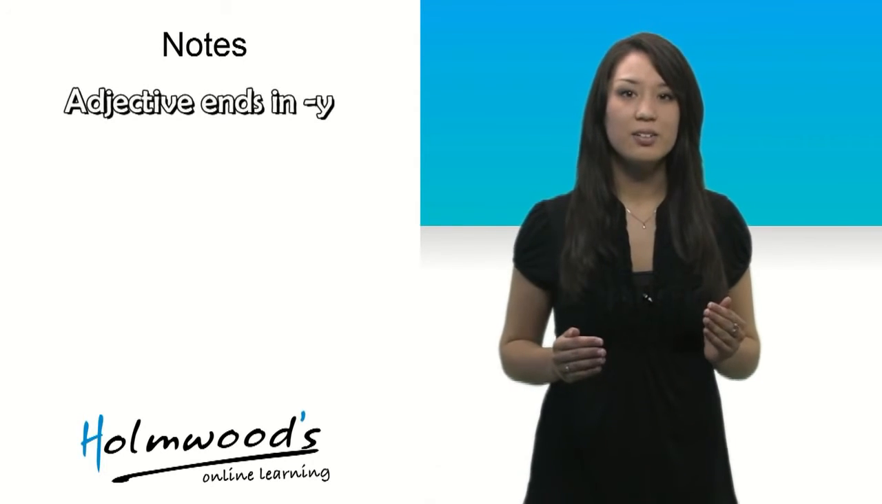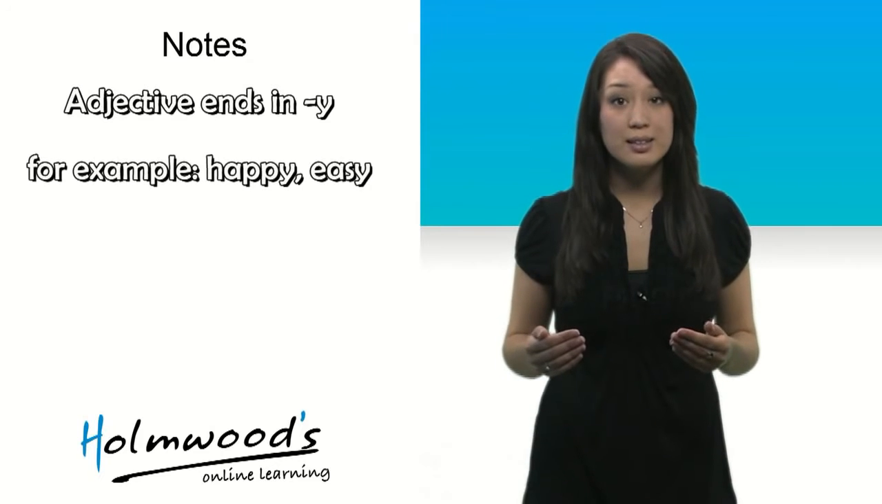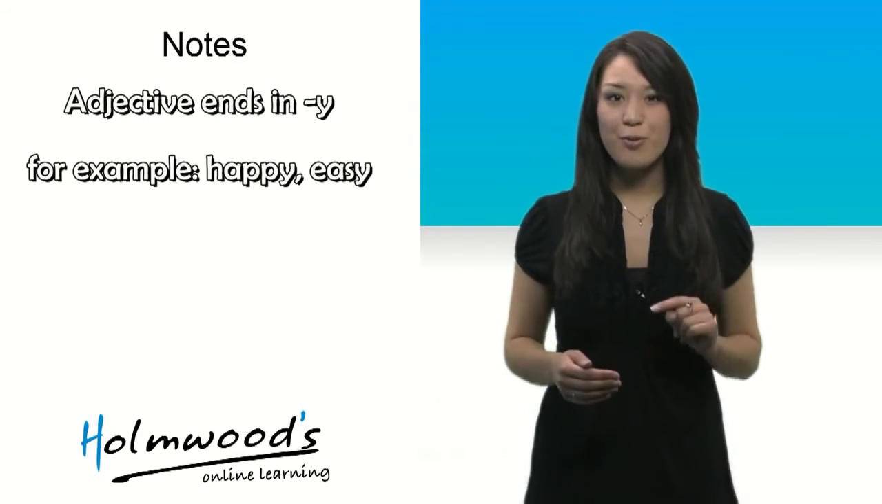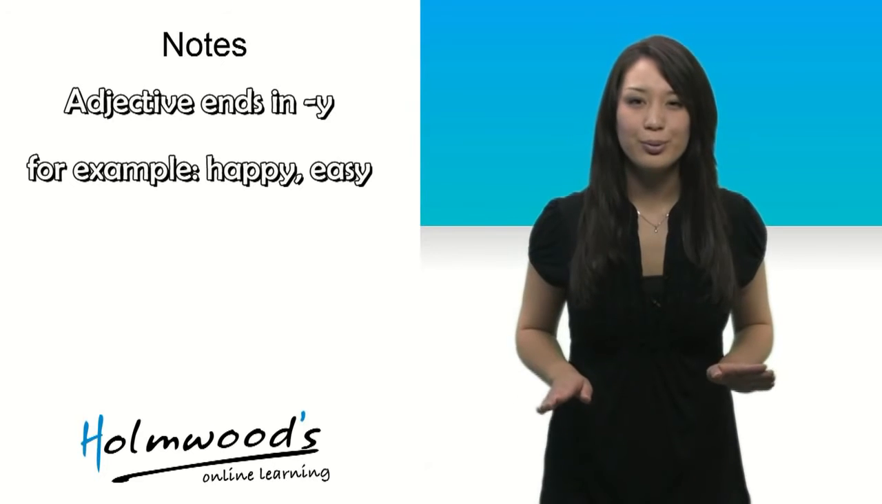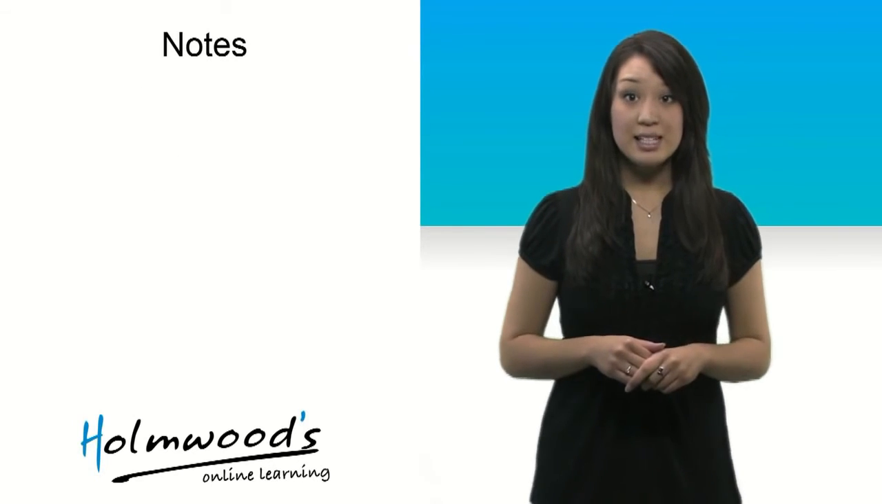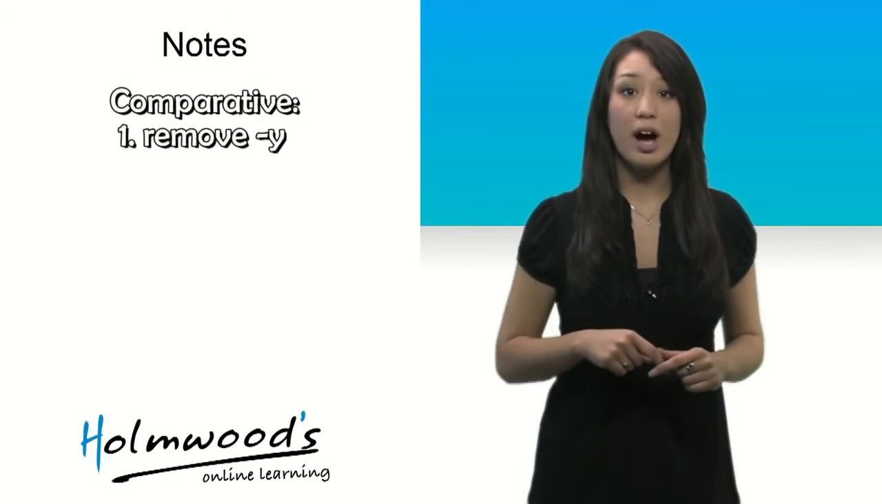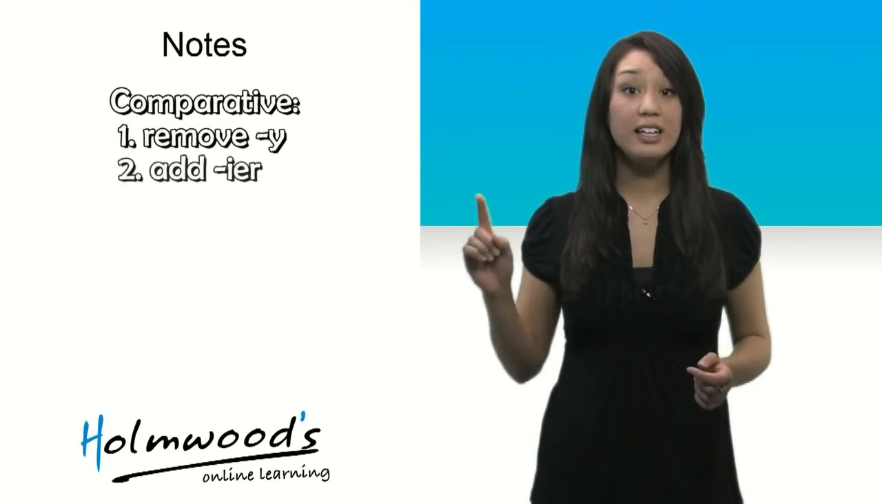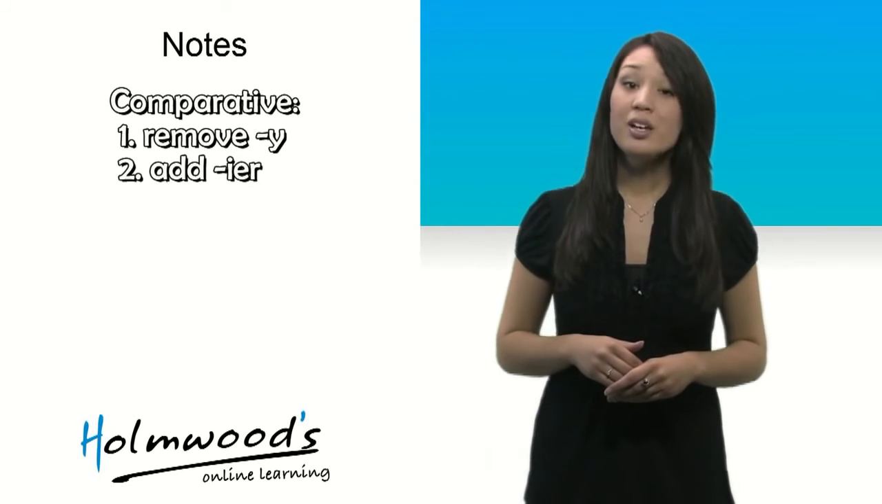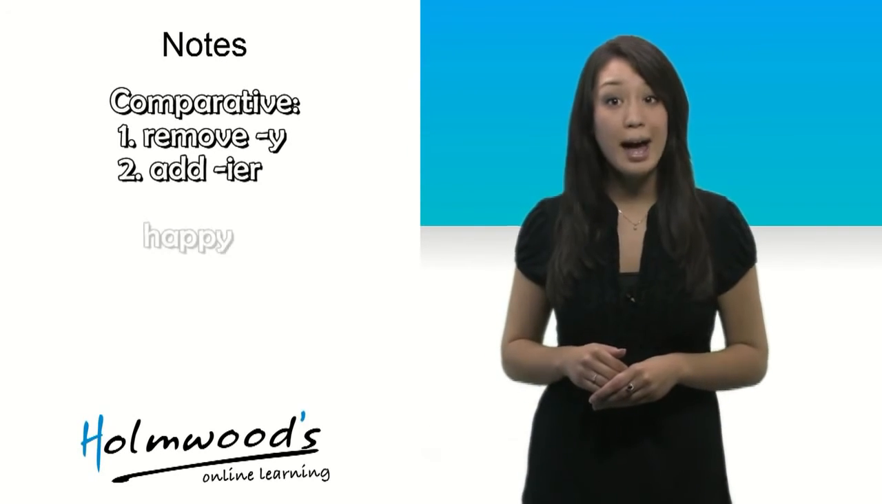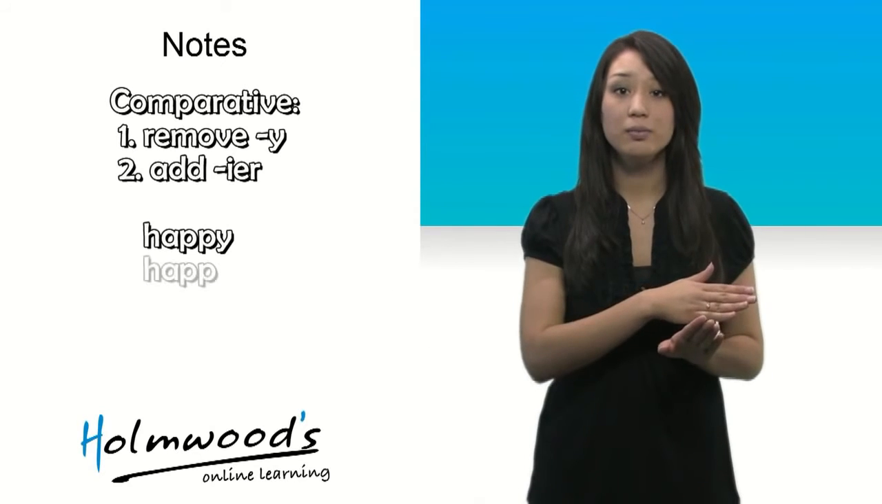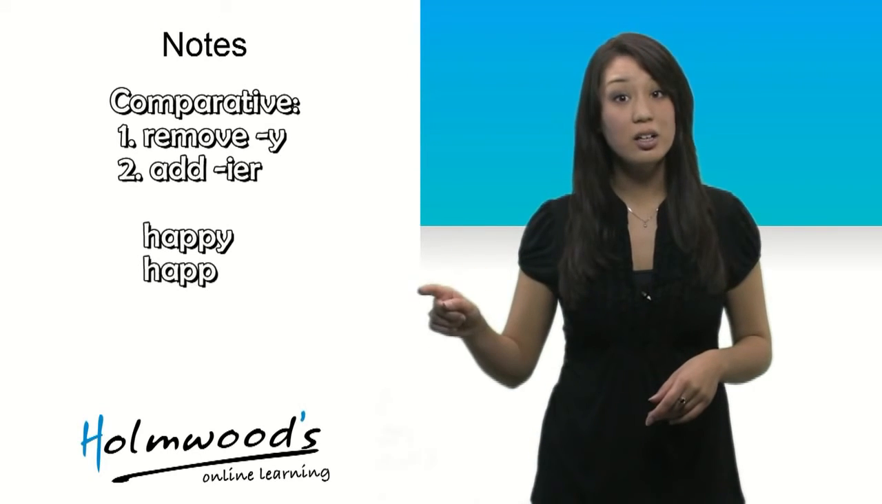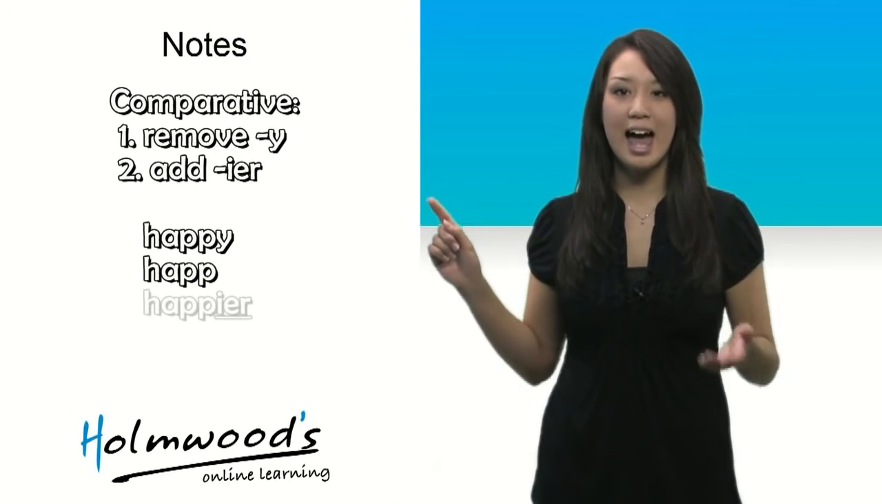Adding er and est gets a little tricky when the adjective ends in a y. For example, happy and easy. But if you follow these rules, it will be easy for you. When an adjective ends in y and you want to make the comparative, first delete the y and then add ier. For example, to make the comparative for the word happy, first delete the y, then add ier to hap to get happier.